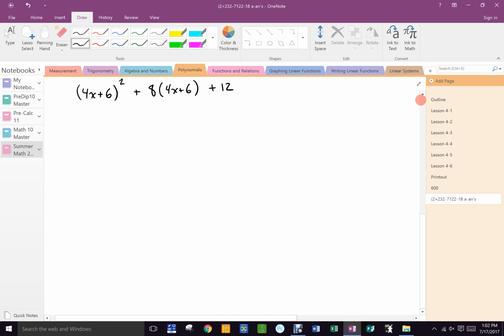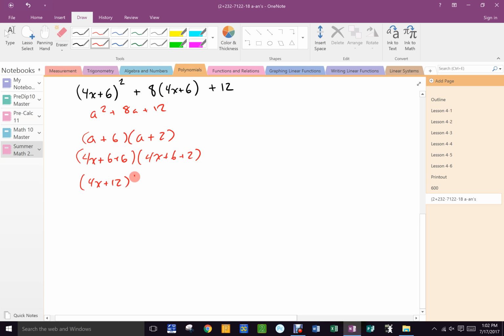What can I do? You could change it into a trinomial, like a squared plus 8a plus 12. So what's that become, David? It becomes a plus 6 brackets times a plus 2 brackets. Excellent. There's no a, so what is that? 4x plus 6, plus 6. And? 4x plus 6, plus 2. Which becomes? 4x plus 12. Which becomes? 4x plus 8. Which becomes?